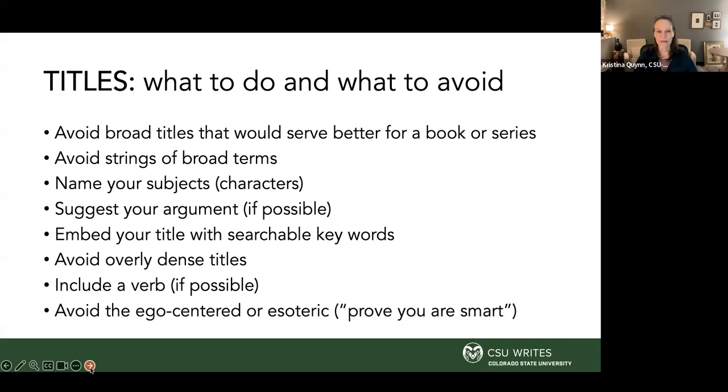And then avoid those kind of egocentric or esoteric kind of prove you're smart titles. Again, like the titles that may be overly dense, they may be showing off, and yet you might like them. Your friends might chuckle at them, your colleagues, right, who are in the know.